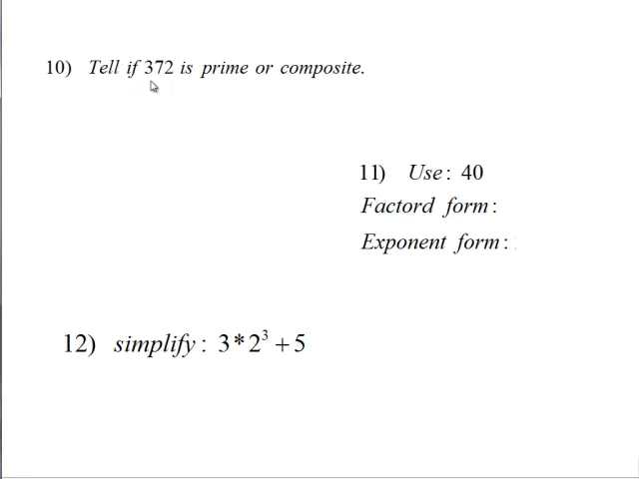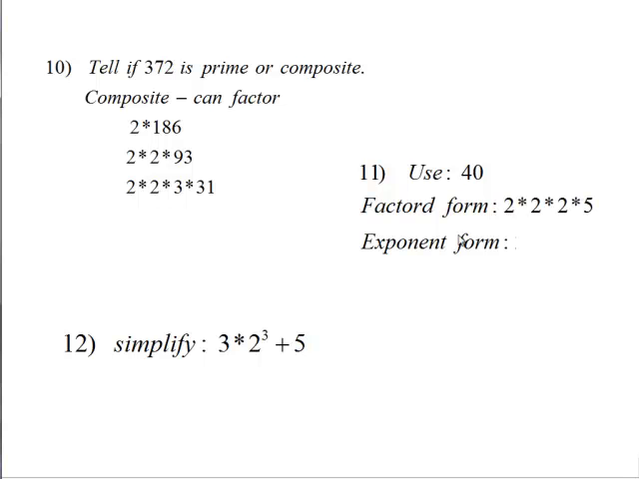Okay, tell if 372 is prime. Well, it ends in a 2, so I can divide by 2. So it's a composite. 2 times 186. 186 you can divide by 2 again. Excuse me, wrong way. 93. 93 you can divide by 3. So I have 2 times 2 times 3 times 31. 31 is a prime number, so those are your prime factors.